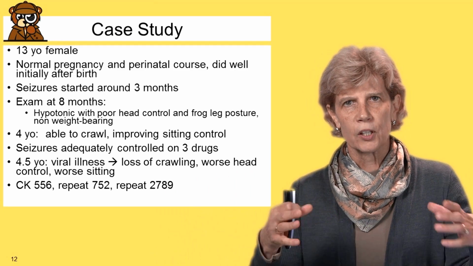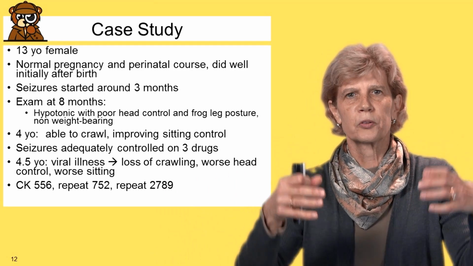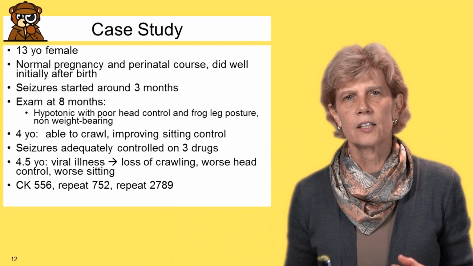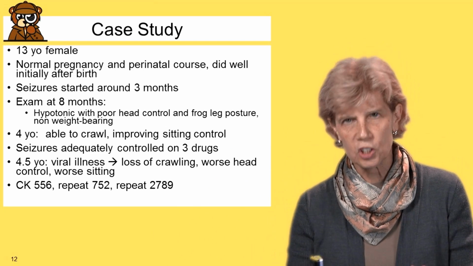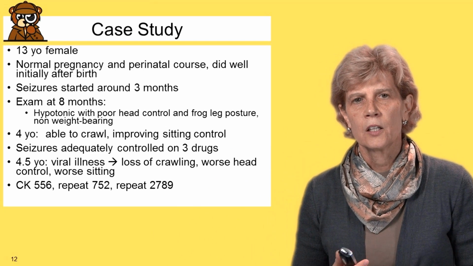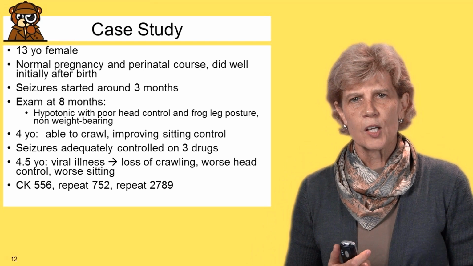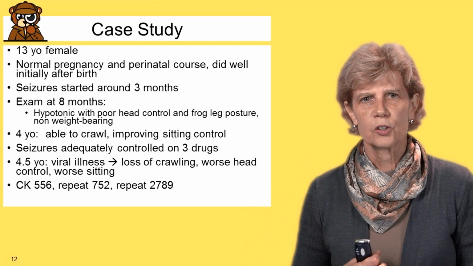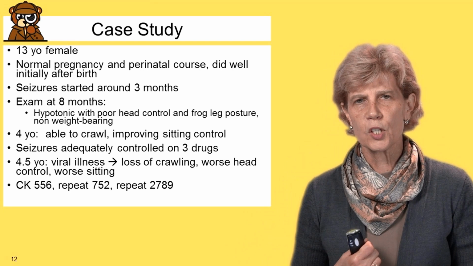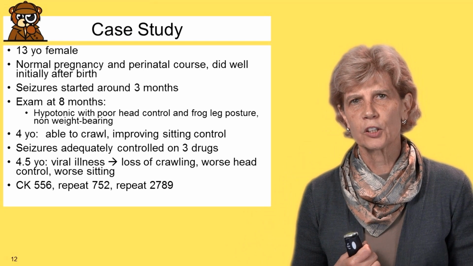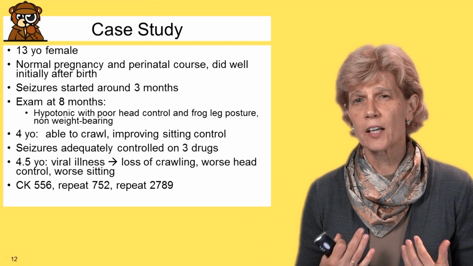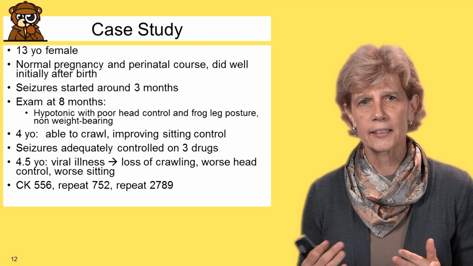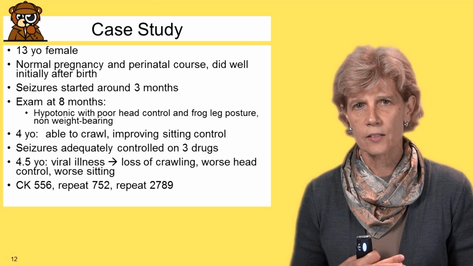She was non-weight bearing, so if you lifted her up, most children at 8 months will bounce and jump on your knees. She wouldn't bear weight, she would just collapse down. When she was 4 years old, she was able to crawl and had improved sitting control. And her seizures were adequately controlled on 3 medicines. That means she had a pretty bad seizure disorder. We don't like to have children on 3 different medicines.